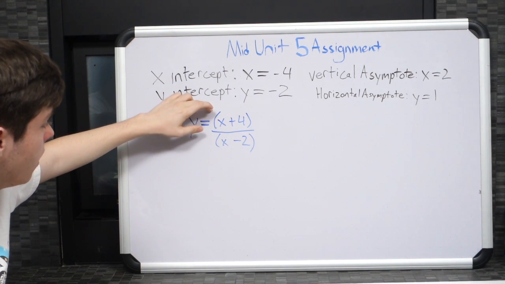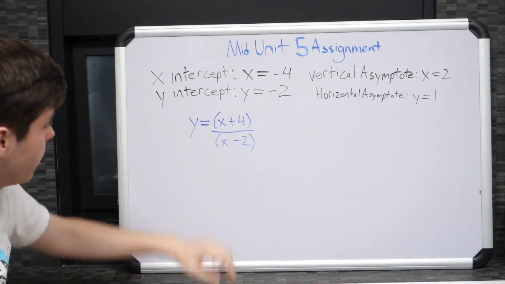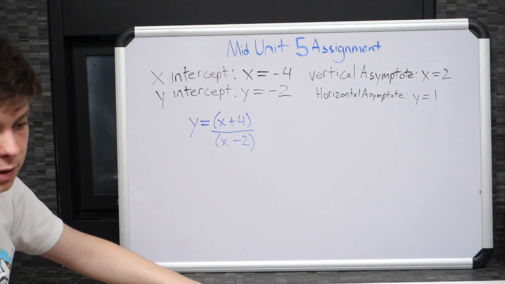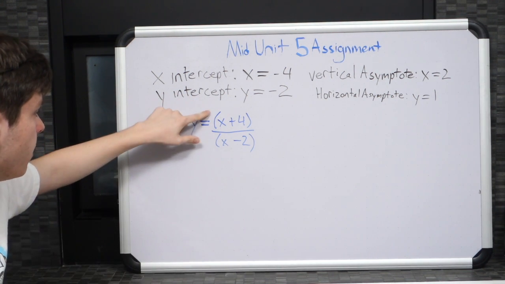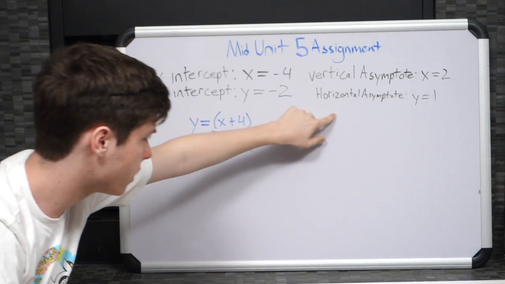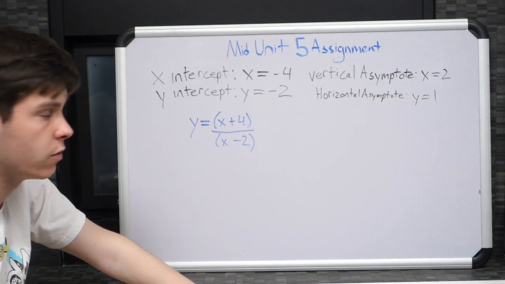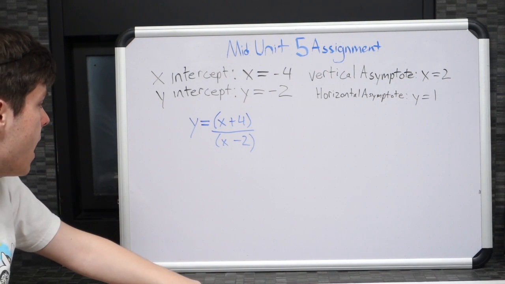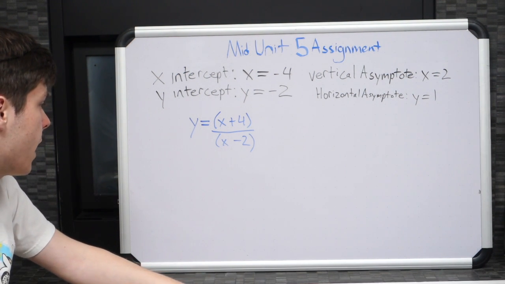And the horizontal asymptote is with the two leading coefficients with the largest degrees divided by each other. So the numerator divided by the denominator for the leading coefficients. So that would be 1 over 1. So therefore the horizontal asymptote is y equals 1. So that works. So this is the final equation. y equals (x + 4) over (x - 2).